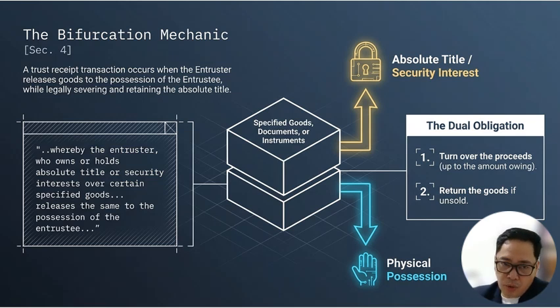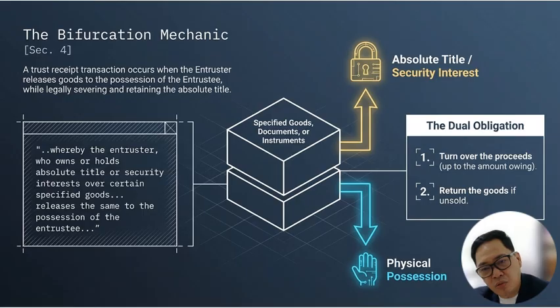So the next one would be failure to sell. So if the items are unsold or not disposed of, the entrustee is obligated to return the specific goods, documents, or instruments themselves to the entrustor. Third would be a verification of coverage. So true trust receipts versus ordinary credit sales.